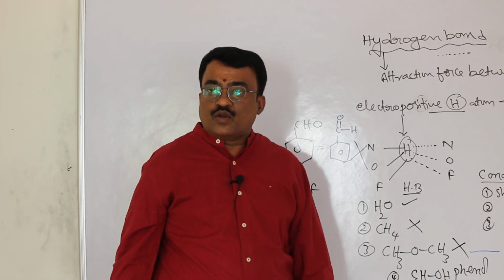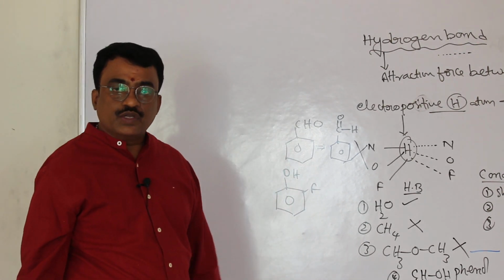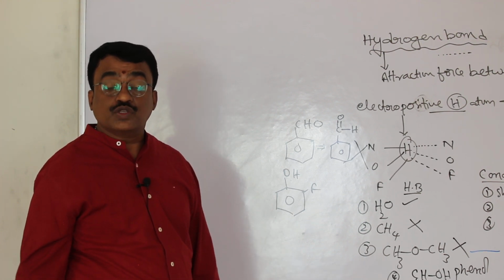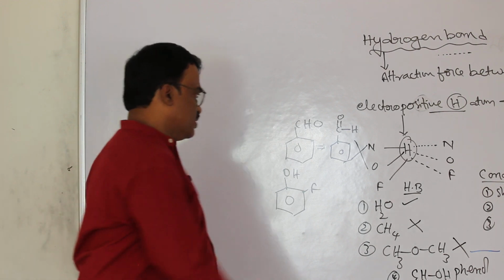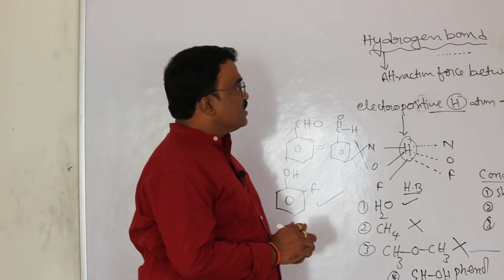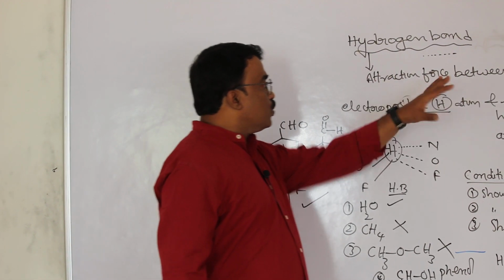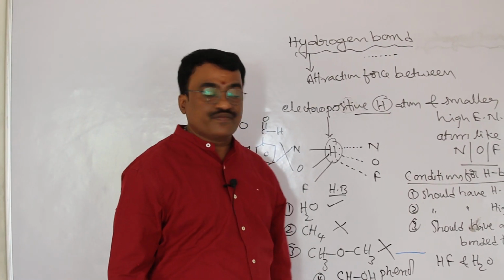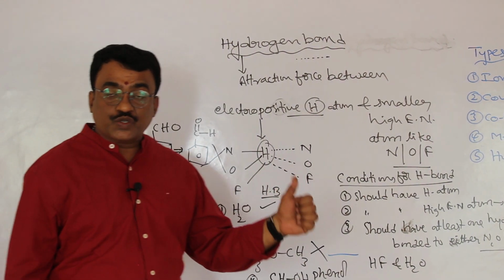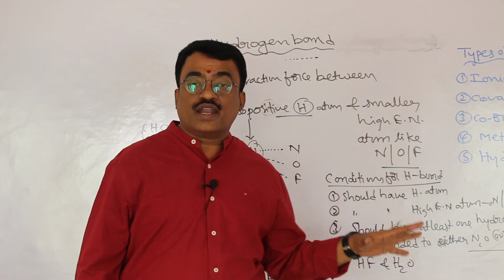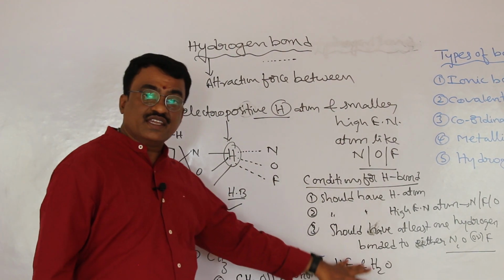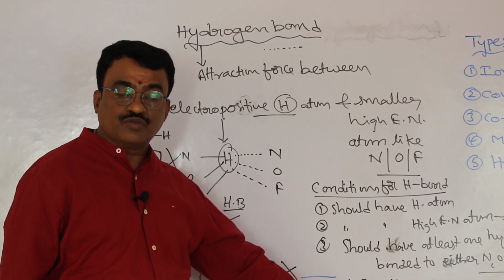Now in this one, if you see, hydrogen is there, yes, highly electronegative, yes, is there. Does it have a hydrogen bonded to a highly electronegative element? Yes. It also forms a hydrogen bond. Understood? So what is the hydrogen bond here? An attraction force between electropositive hydrogen and smaller highly electronegative elements like nitrogen, oxygen, fluorine is called a hydrogen bond. So what are the conditions required? These are the three conditions required for the formation of hydrogen bond.